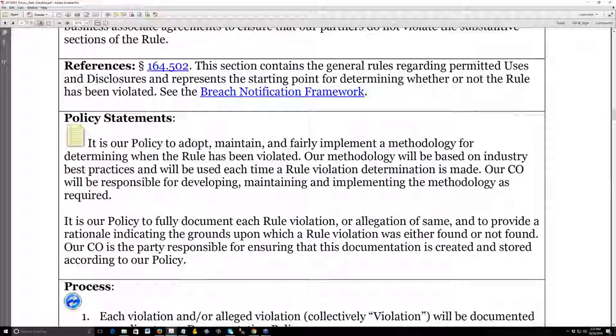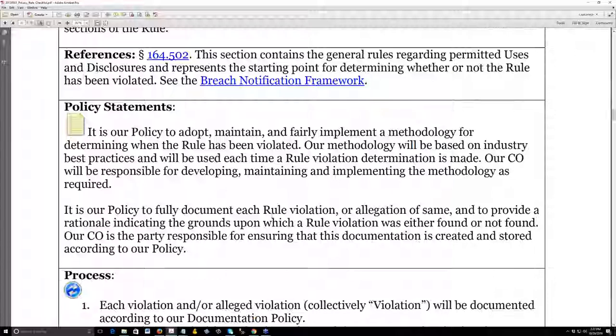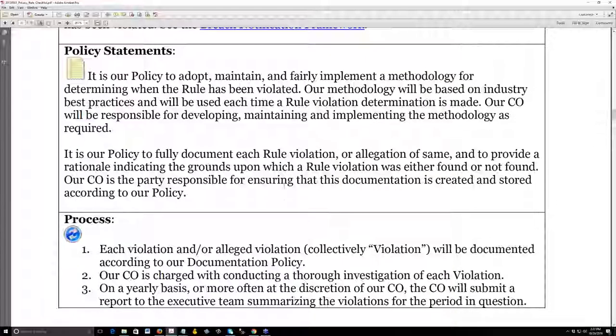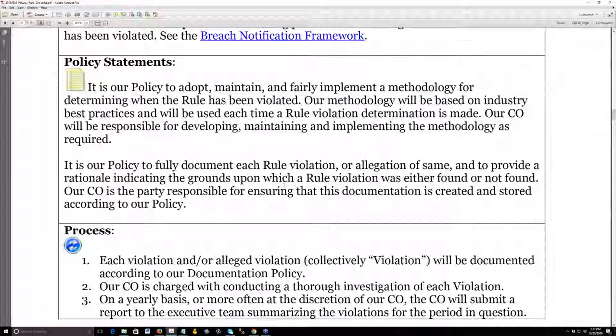If you stop right there, you're in willful neglect. This is not enough. It is our policy to fully document each rule violation, allegation of same, and to provide a rationale, and so on, right? Well, that means you have some sort of methodology for determining that the privacy rule was violated. Otherwise, how are you going to know, right?